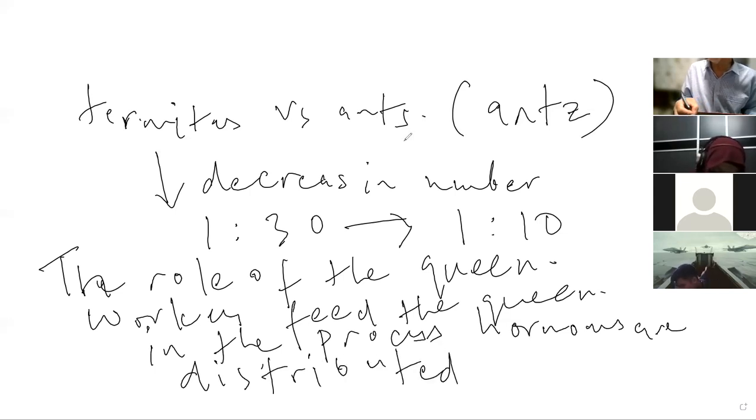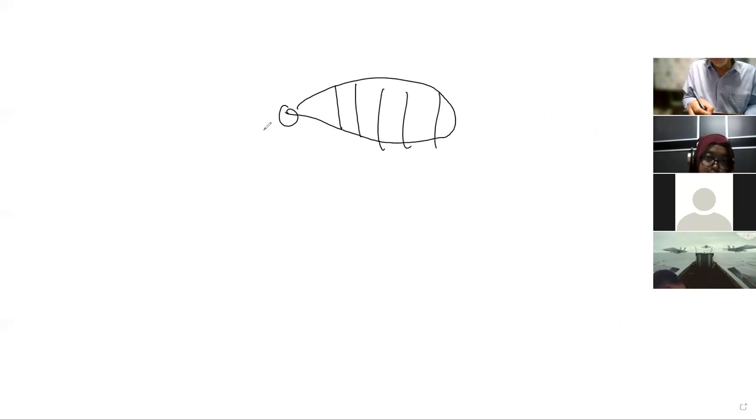Okay, let us show this in the form of a diagram. So you have the queen. This is the queen, and this is the worker that feeds the queen.